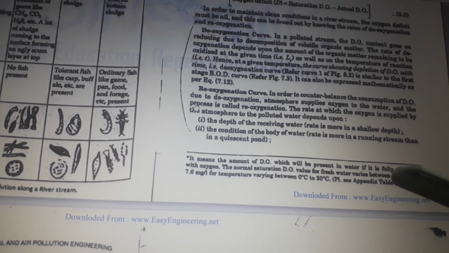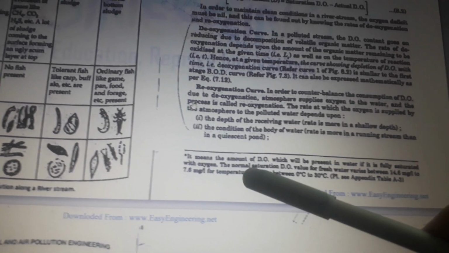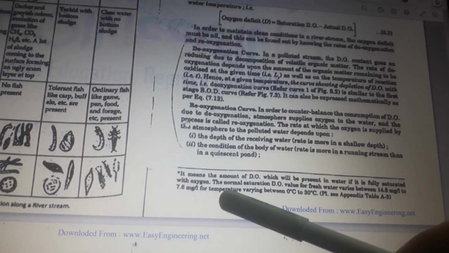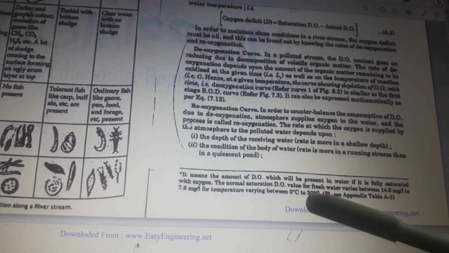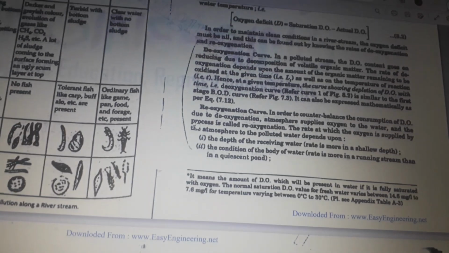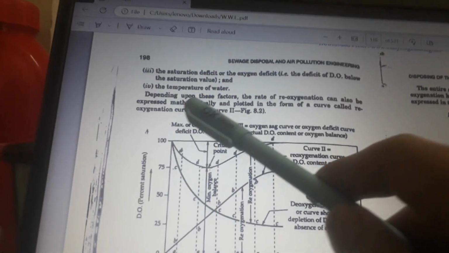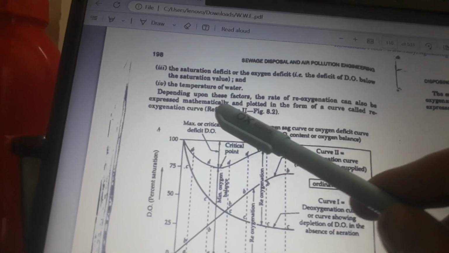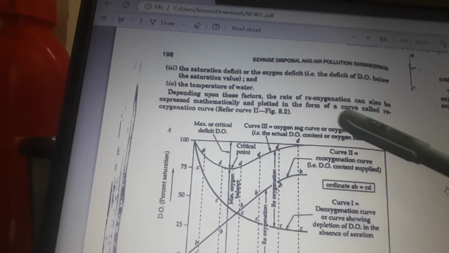It depends on the amount of dissolved oxygen which will be present in the water if it is fully saturated with oxygen. The normal saturation dissolved oxygen value for fresh water varies between 14.6 mg per liter to 7.6 mg per liter for temperature varying between 0 degrees Celsius to 30 degrees Celsius. It also depends on the saturation deficit or the oxygen deficit, that is the deficit of dissolved oxygen below the saturation value, and the temperature of the water. Depending on these factors, the rate of reoxygenation can be expressed mathematically and plotted in the form of a curve called the reoxygenation curve.